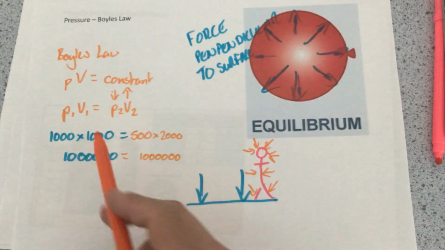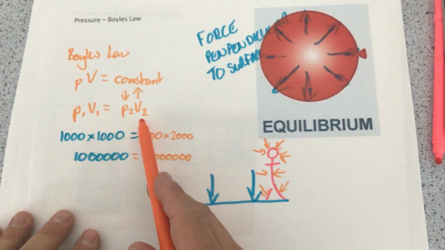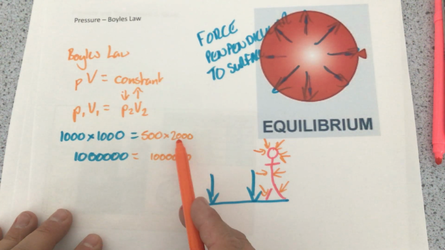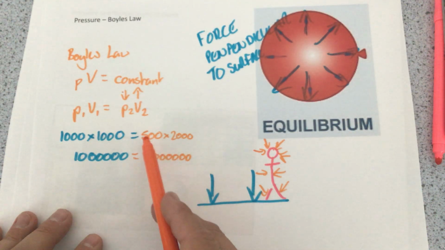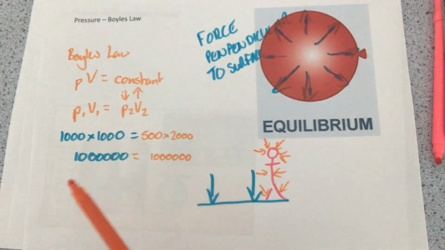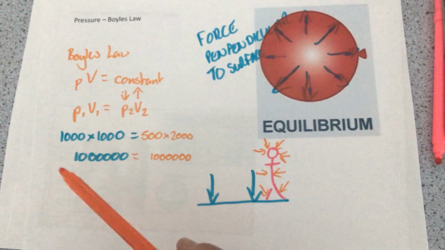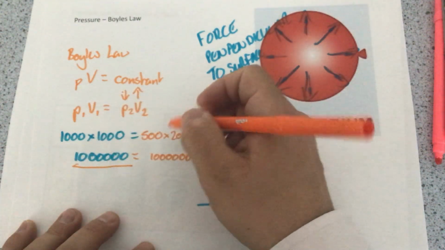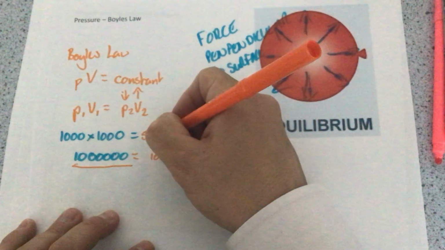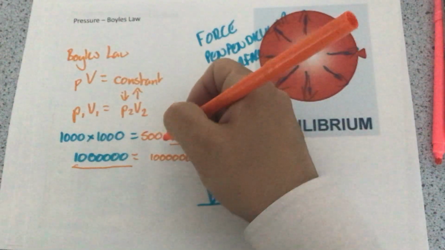The pressure times the volume is always equal to the pressure times the volume. And if the pressure decreases, the volume has to increase. And if the pressure was to increase, then the volume would have to decrease, and so on. And it might give you a situation here where you had to calculate the constant and then use that constant to figure out a new volume if the pressure changed, or a new pressure if the volume changed.